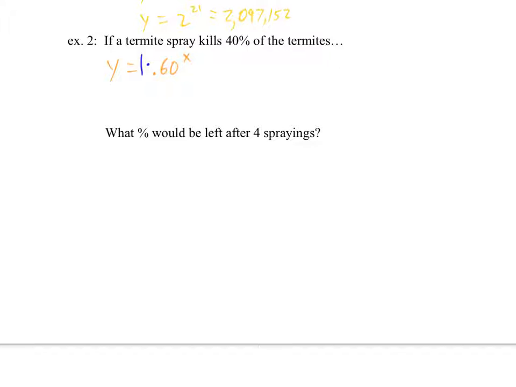So if we have 4 sprayings, I'm going to ignore that blue 1 in there and just say, okay, 4 sprayings would be y equals 0.60. I'm ignoring the 1 because it doesn't matter. Is that fair? You could punch it in that way, it'd be fine. But it's going to be 0.6 to the 4th. So 0.6 to the 4th. And I get 0.1296.